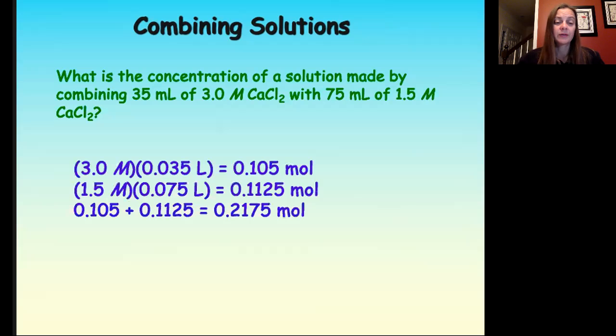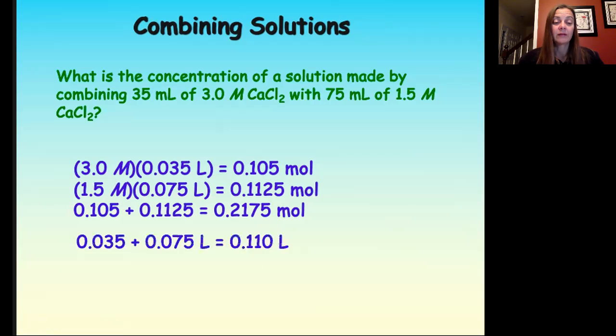So first thing that we're doing is we are determining the number of moles in each solution. We're multiplying the molarity by the volume to find the moles, and then we're adding them up. Now, each of these numbers should only have 2 significant figures, but as always, we're waiting until the end of the problem to round.